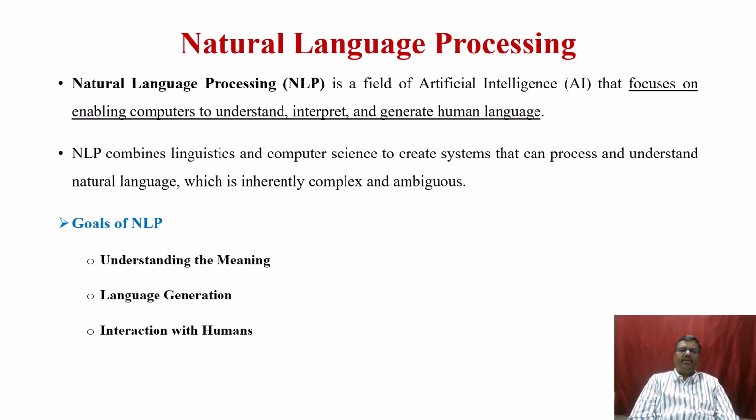Next, we are moving on to another main topic in unit number 3. There is natural language processing. It is a field of artificial intelligence which focuses on enabling computers to understand and generate human language. It combines linguistics and computer science to create systems that can process and understand natural language, which is inherently complex and ambiguous.